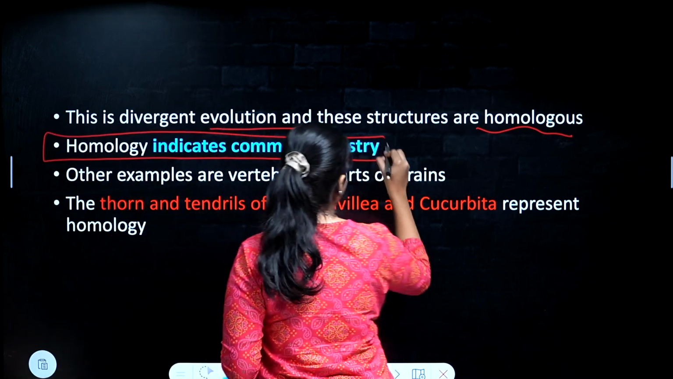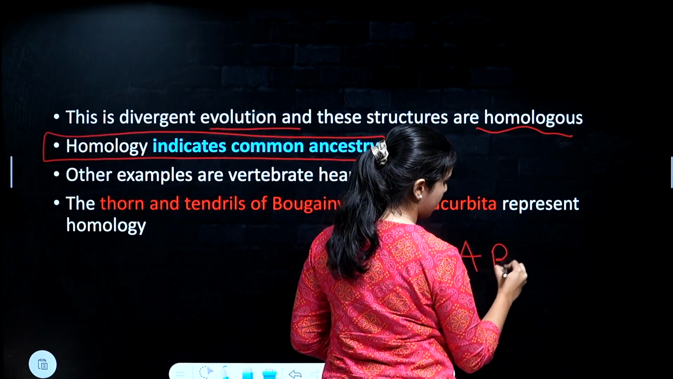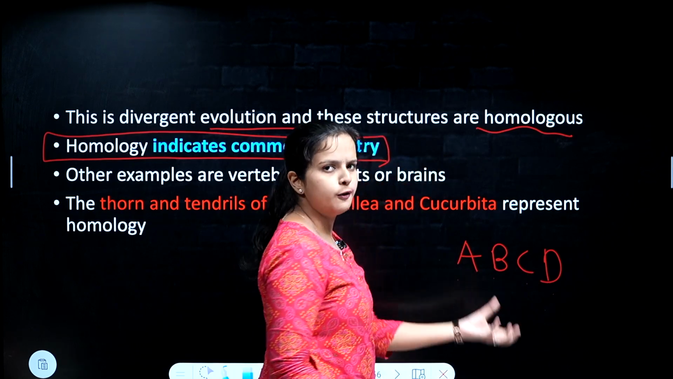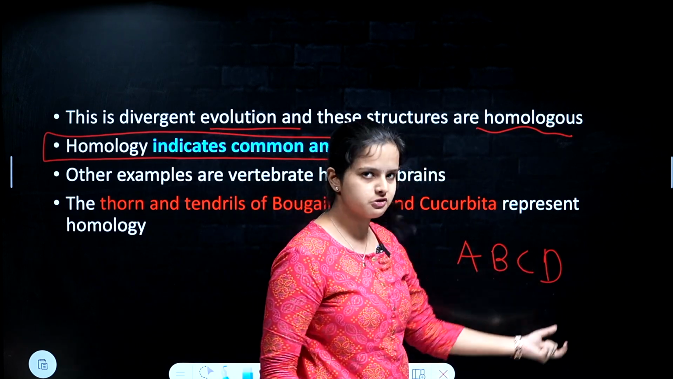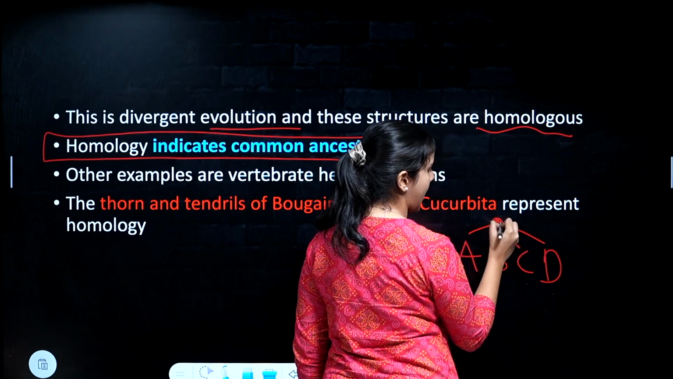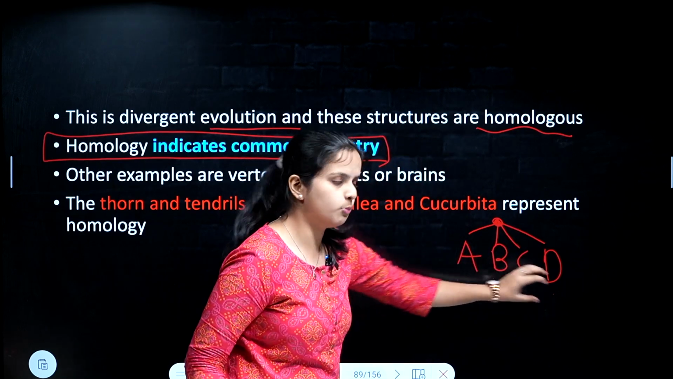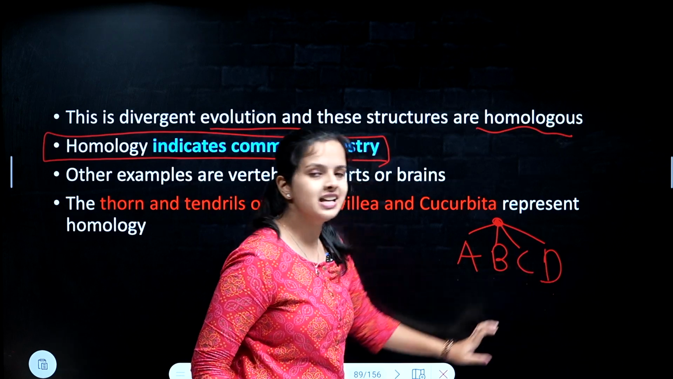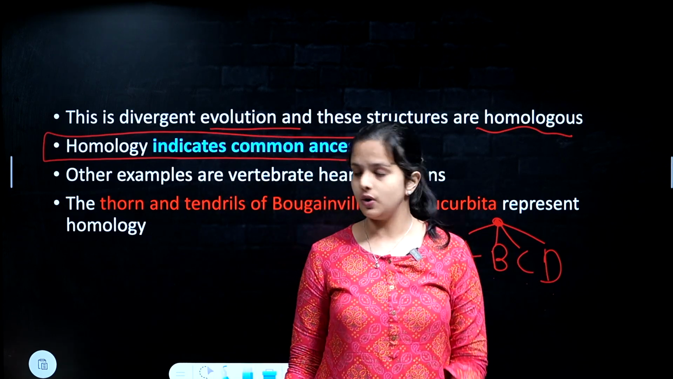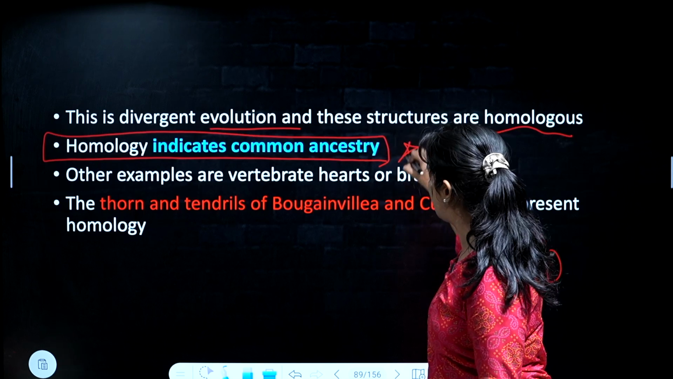As I already told you, if there are four organisms A, B, C and D, and we all have similar structures of forelimbs or whatever it is, then it indicates that we arise from a common ancestor. So this is known as homology. The similarity in the structure is known as homology, and it indicates common ancestry. It's a very important point. You should note it down in your notebook.